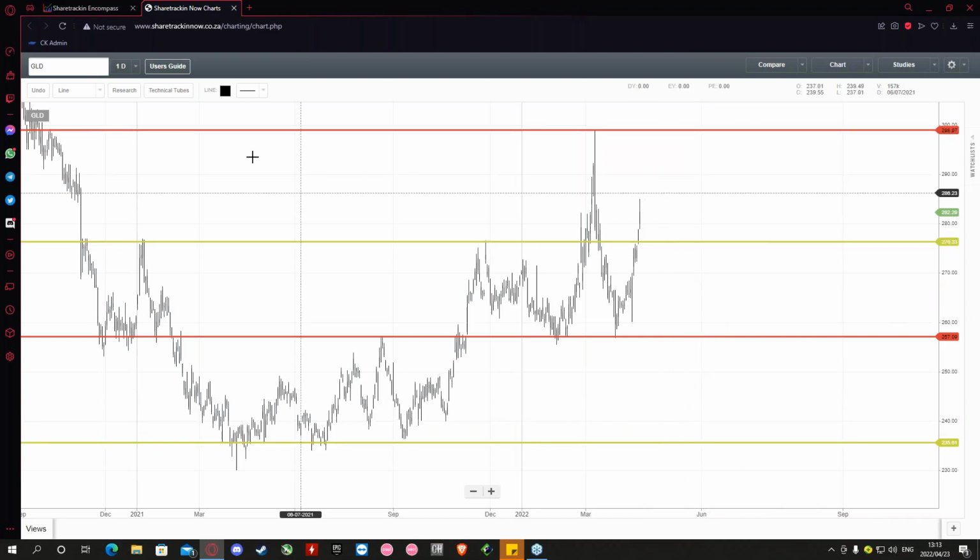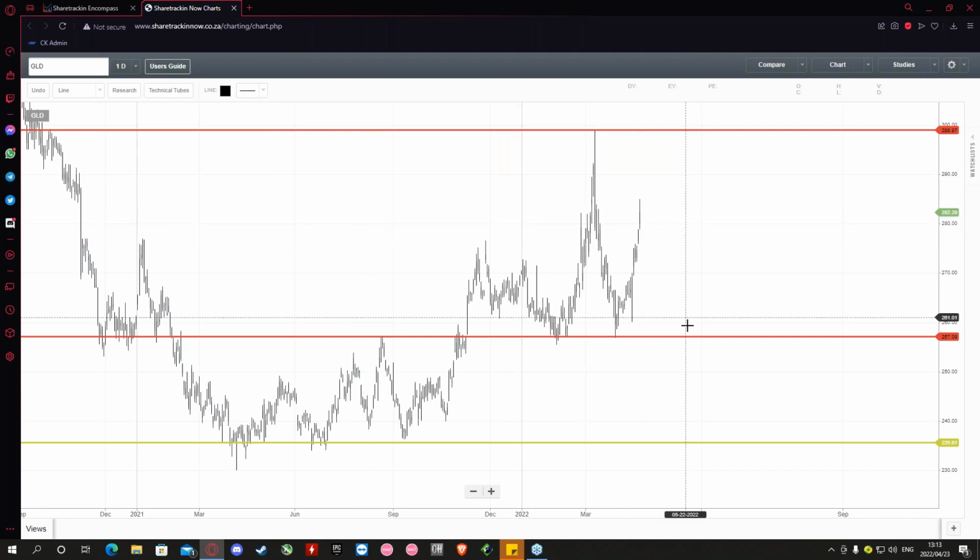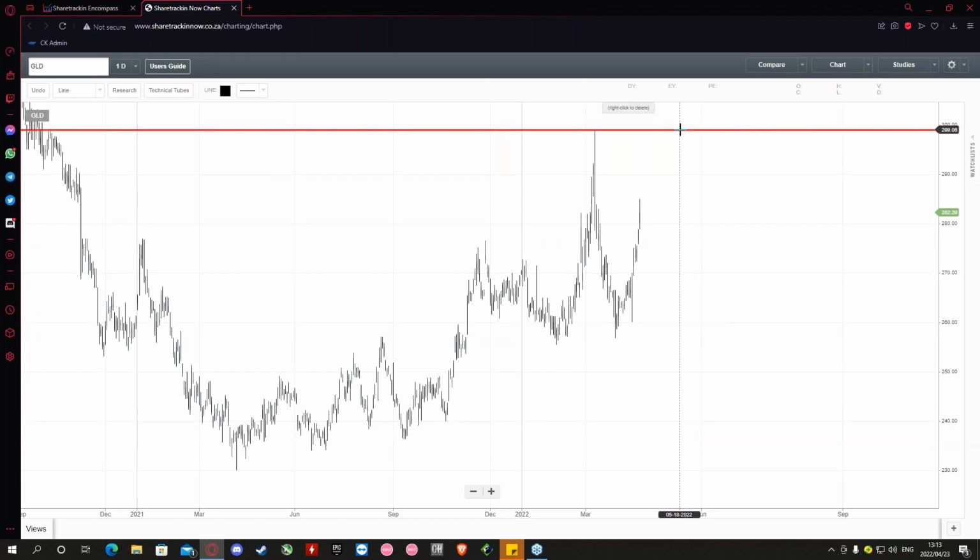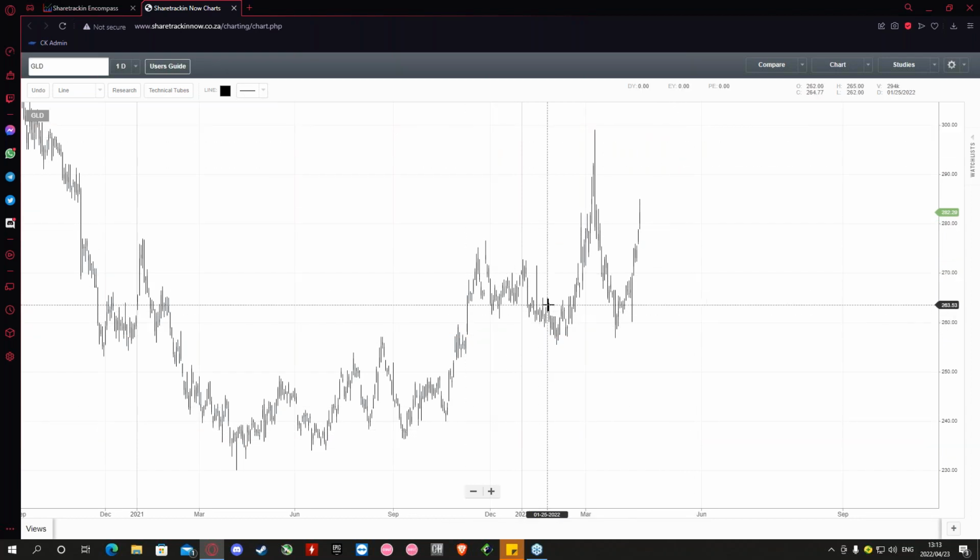And as I said, you can make the lines whichever colors you want. You can change it to dots or little lines, so that you can differentiate which line is which to make it easier for yourself. Okay, so that's it for the support and resistance.